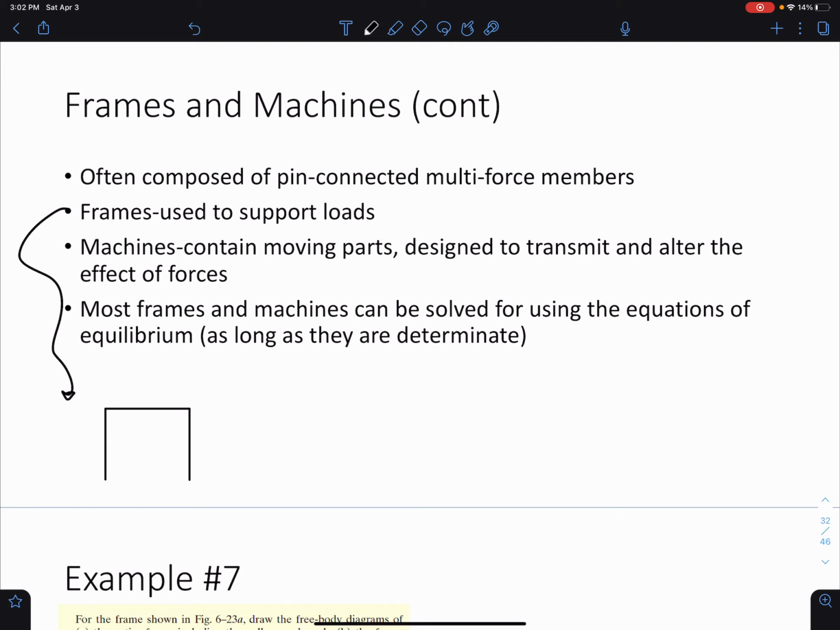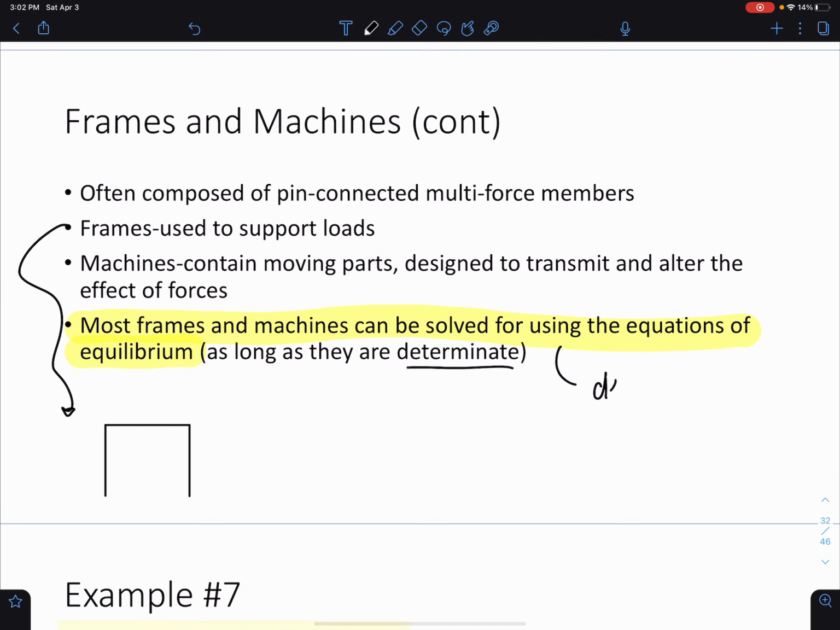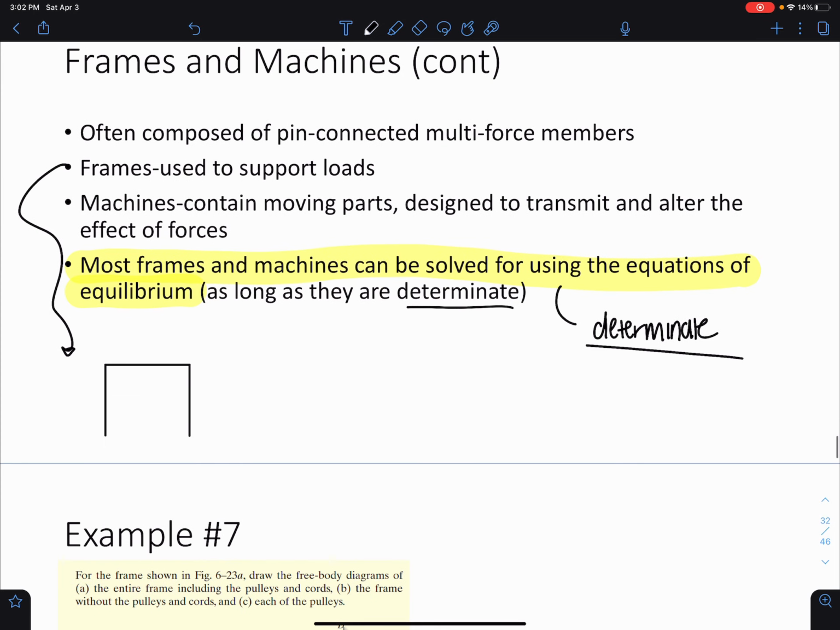Okay, most frames and machines can be solved for using equations of equilibrium. And I'm going to define what this sentence means now. You'll hear this a lot in your future classes. This is a concept called a determinate system. I wrote it right here. I'm going to write it again. Okay. The opposite of a determinate system is an indeterminate system. That means you cannot solve for the system using only equations of equilibrium.